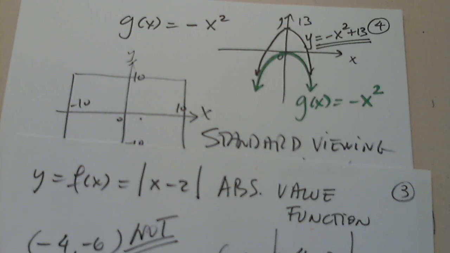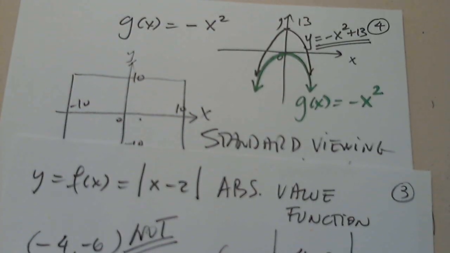So I'm going back to zoom. I'm selecting 6, which is the standard viewing window. And please watch what happens. 1, 2, 3. As expected, this is the basic x squared. This is the negative x squared. And see, the maximum here, or the vertex, was cut off.